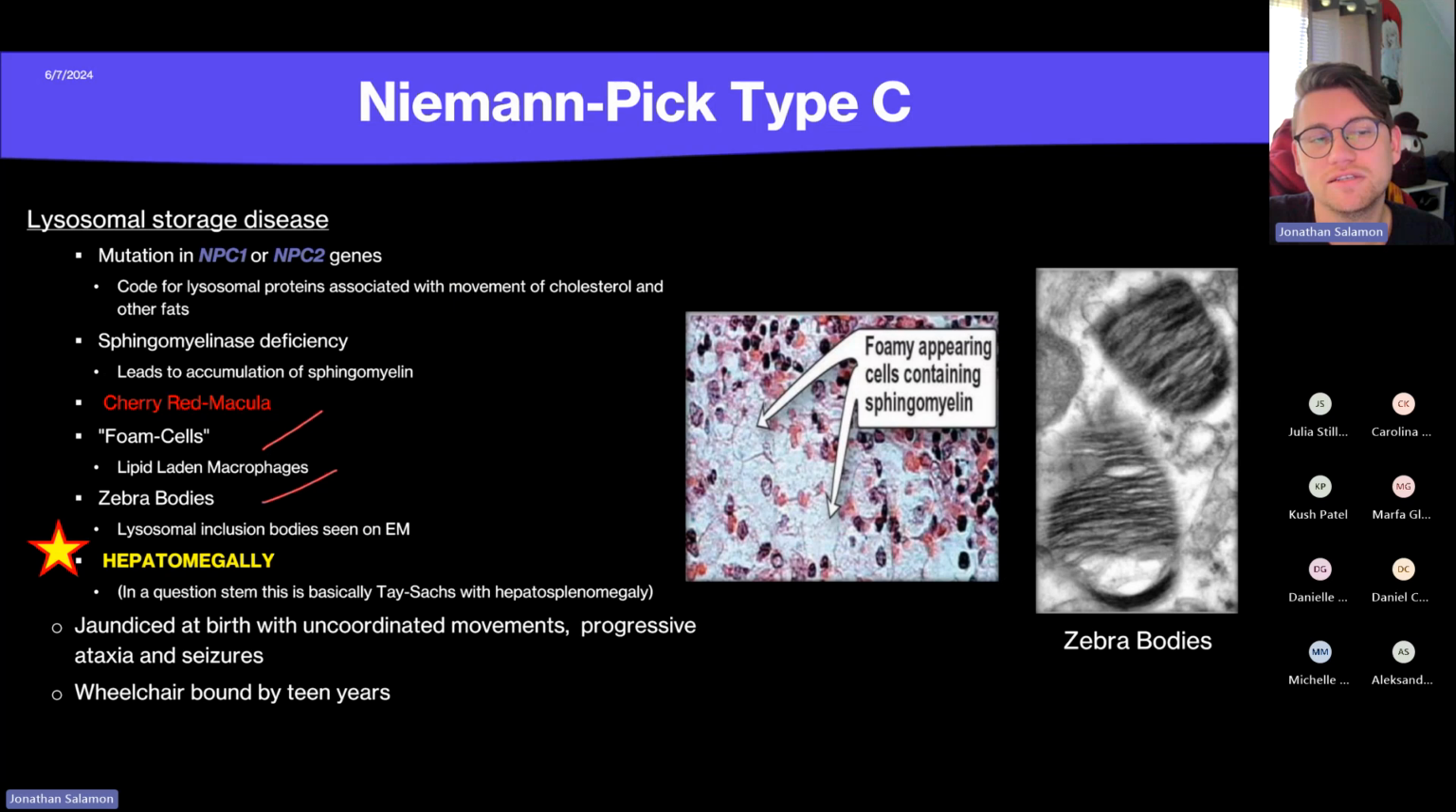I've also seen questions about foam cells and zebra bodies. A lot of times, like I said, if they're asking about this, it's usually, can you distinguish it between Tay-Sachs disease? Know the genes, know what they do.